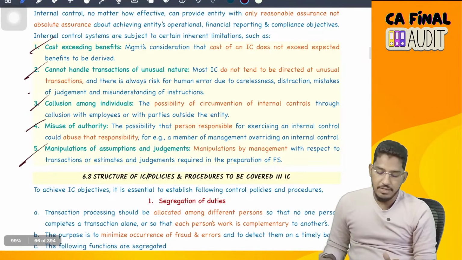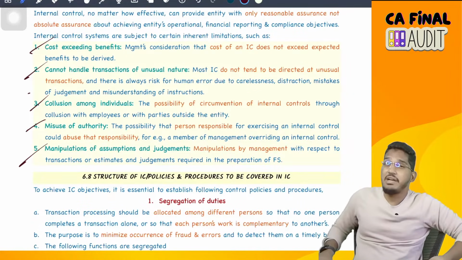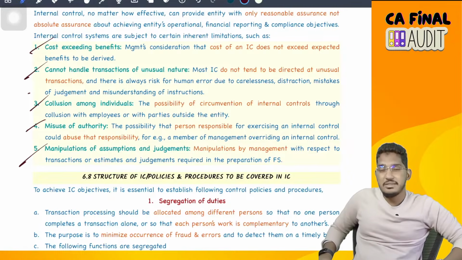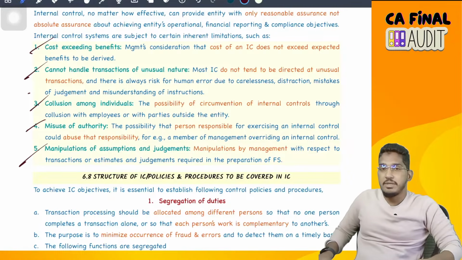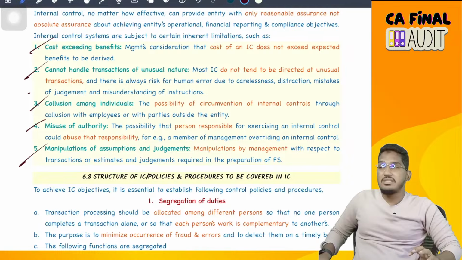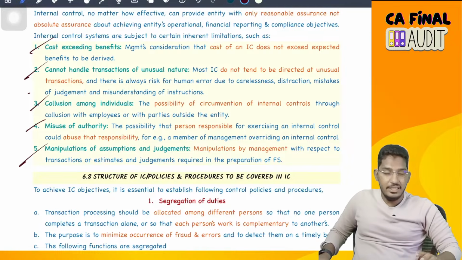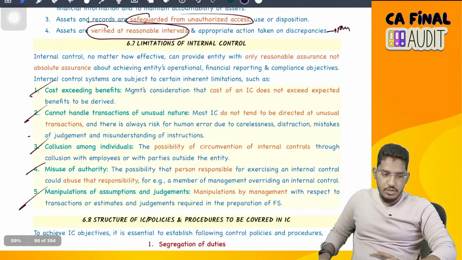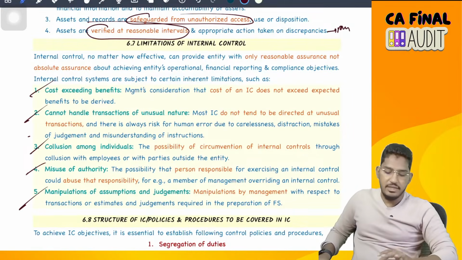Or even manipulation of assumptions and judgments. This we have seen in SA 540. Sometimes the management, to achieve a desired result from the financial statements, make wrong estimates and wrong assumptions. Because of that also internal controls can fail. Intentionally they will make wrong assumptions and wrong claims, because of which internal controls can go wrong.